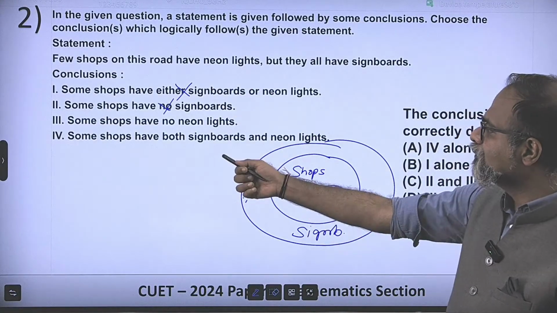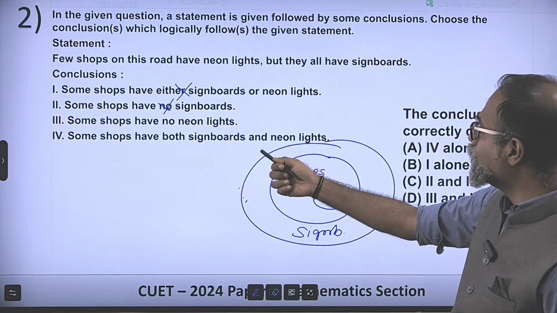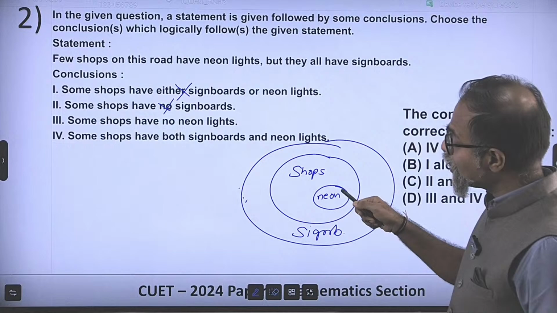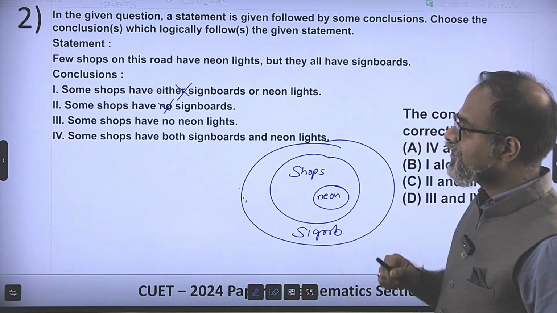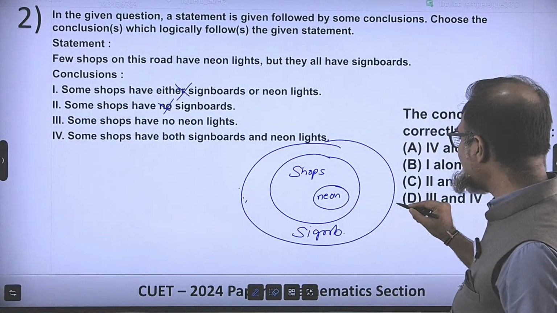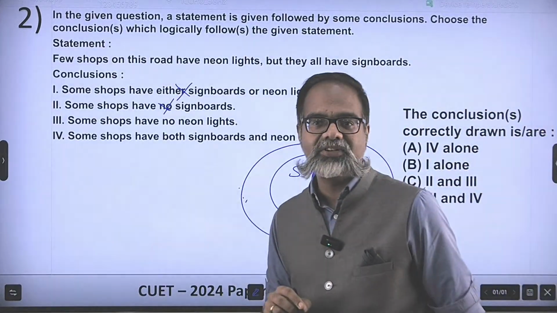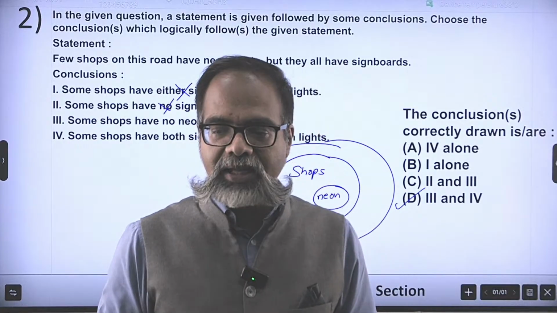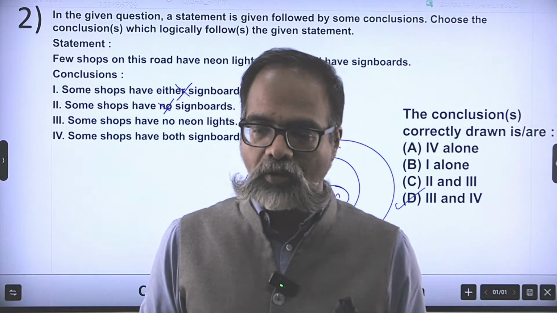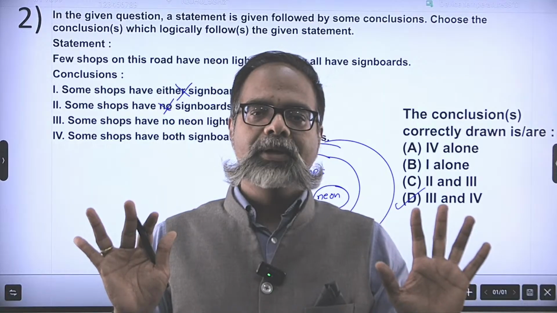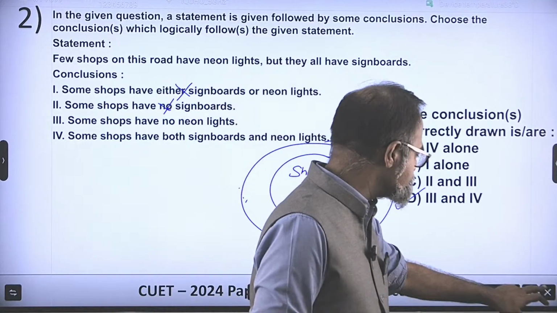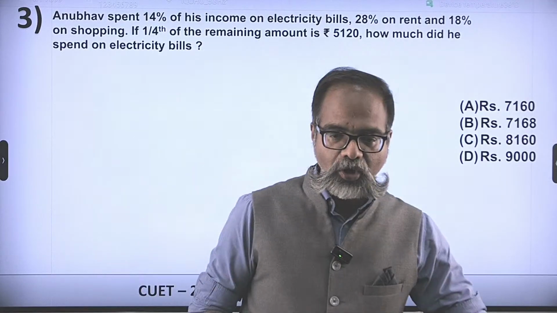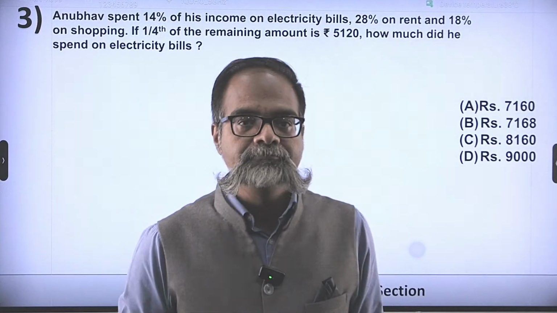And fourth, some shops have both signboards and neon lights. Now, every shop has a signboard and out of that, some of them also have a neon light. So fourth is also true. So here I can mark D as the answer, which is supposedly suggested in the key as well, right? So D, that 3 and option 4, the two of them could be correct, can be the answer in this case. Now, let's move ahead from that and come back to our good old math questions.